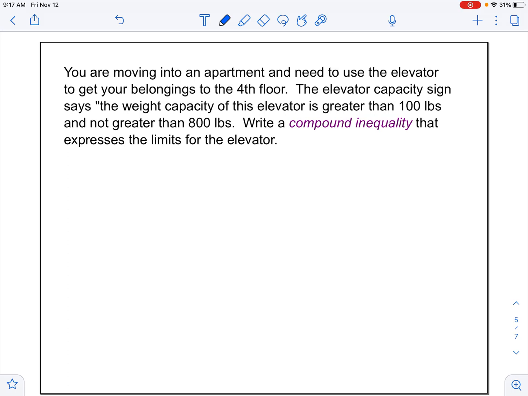So I'm reading the word problem to find my two numbers that I'm going to work with, and they are 100 and 800. So I'm going to line them up like they're on a number line, and I'm going to give myself a variable. So I'm going to use C for capacity. And it says the elevator is greater than 100 pounds. So if it's greater than 100, can it be 100? It cannot. It has to be greater than 100. So that means my capacity is greater than 100, and there's not going to be a line underneath it because it has to be greater than.